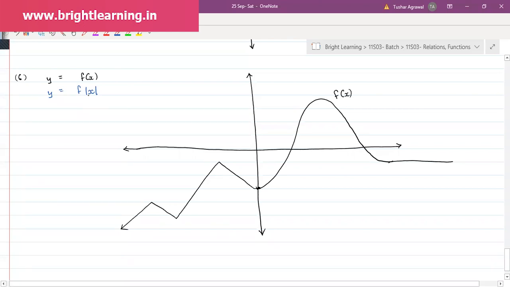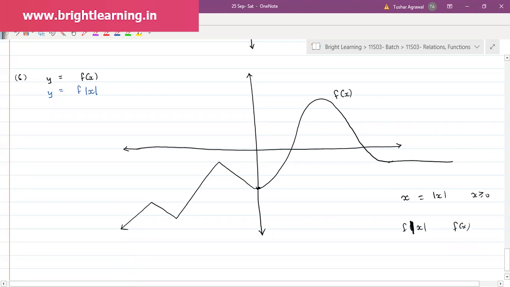No problem in that. So now if x is greater than or equal to 0, if you take x or mod x, they are one and the same thing. Modulus of x is same as x only, sir, for x greater than or equal to 0. So whether you are taking f of modulus of x or f of x only, it's one and the same thing.